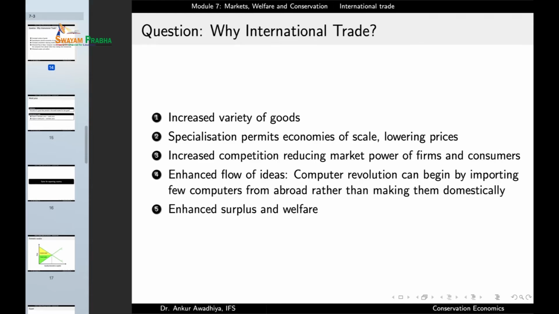Then increased competition reduces the market power of firms and consumers. What that is saying is, we had looked at market power. Market power is the phenomenon when a few producers or a few consumers are in a position to alter the market prices. And a very good example is the Organization of Petroleum Exporting Countries, or OPEC.